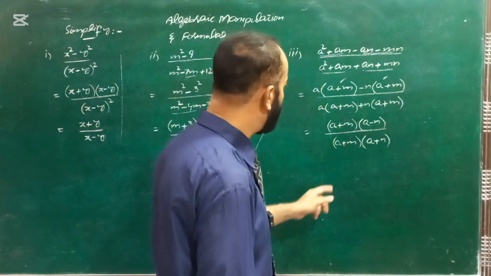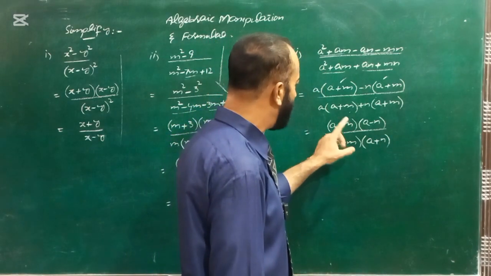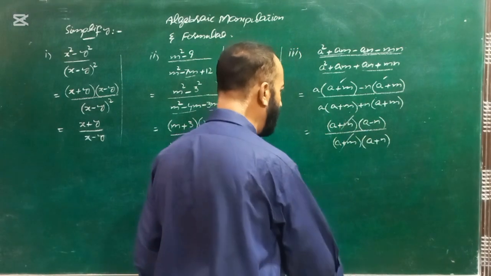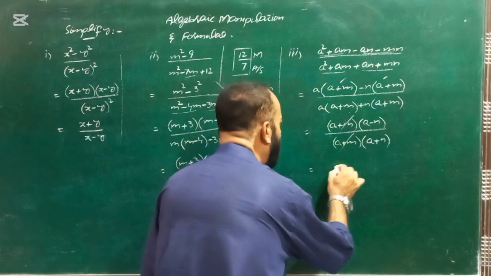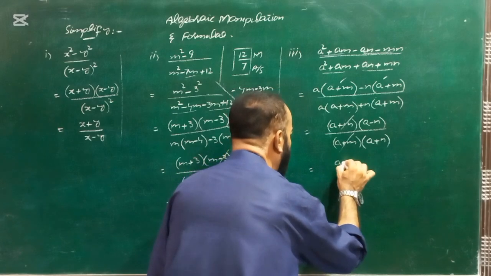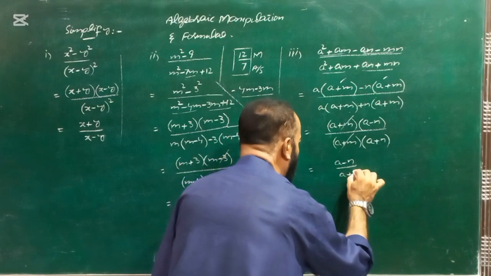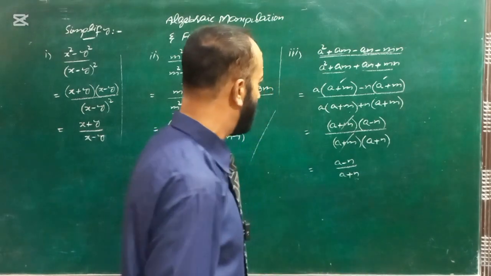So at this step you can see a plus m is a factor that is common in numerator and denominator. So this will be cancelled. So the thing left is a minus n in the numerator and a plus n in the denominator. So this is the answer.